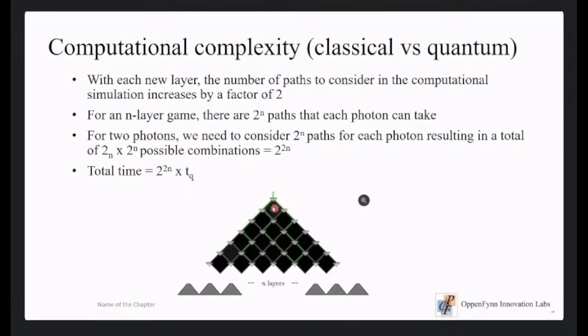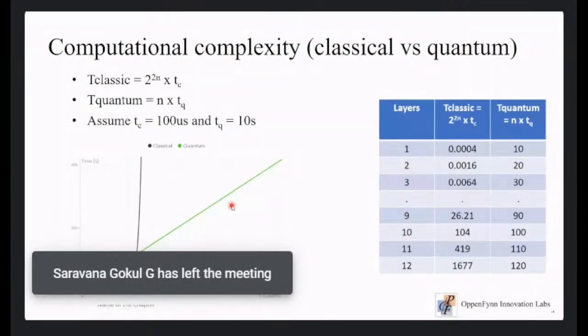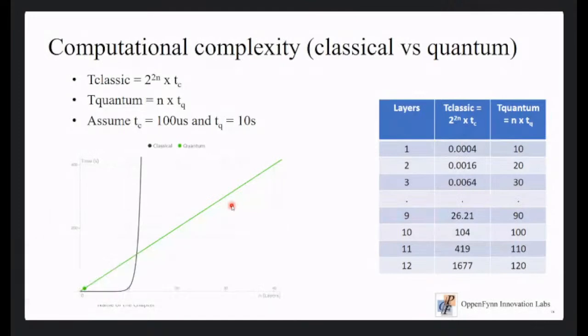So you have an n times tq system. I hope I managed to explain; this is the last slide with this complexity. After that, I'll pause if you have any questions. But please try to understand this, because this is very important to understand why quantum speed up is possible.